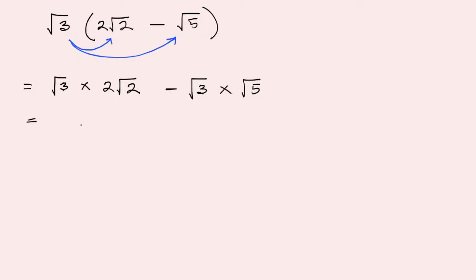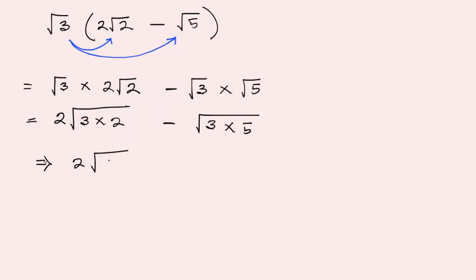So this is going to be equal to, remember when we're multiplying radical terms, we multiply the outside values and then also combine the values under the radical sign. In this case, this is just 2 multiplied by 1, so there's just 2 here. And then we can combine the terms under the radical sign by 3 multiplied by 2. And in this case, this is simply 3 multiplied by 5. And so this is going to be eventually 2 root 6 minus root 15. And that's our final answer.